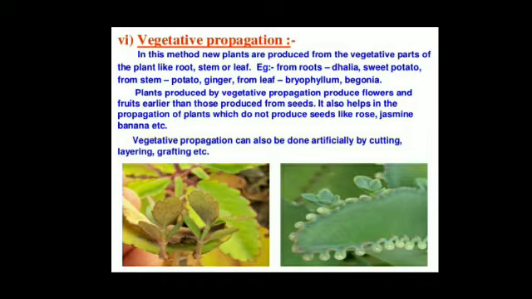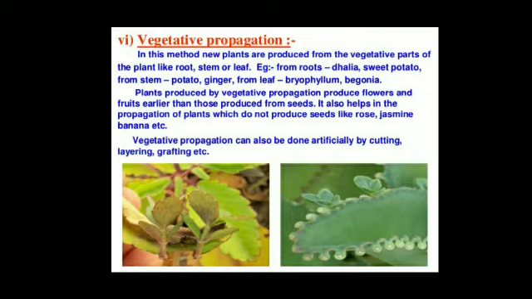From stem, potato, ginger. From leaf, Bryophyllum. Plants reproduced by vegetative propagation produce flowers and fruits earlier than those produced from seeds. It also helps in the propagation of plants which do not produce seeds like rose, jasmine, banana, etc. Vegetative propagation can be done artificially by cutting, layering, grafting, etc.